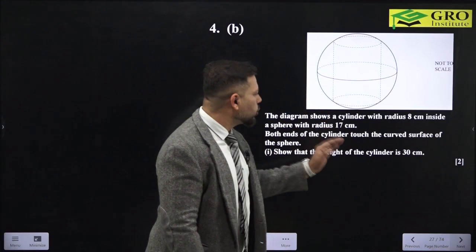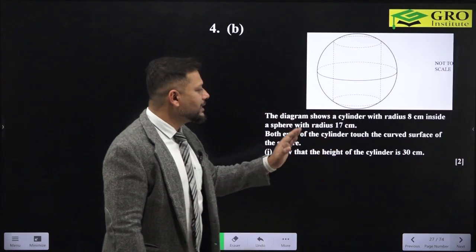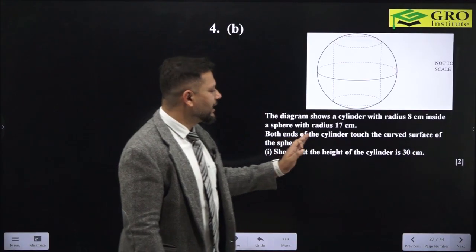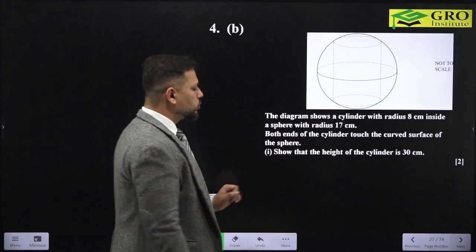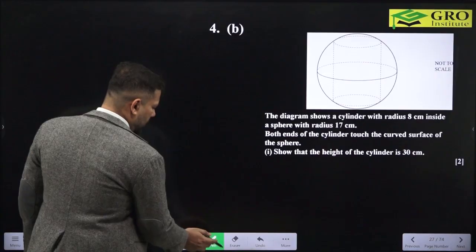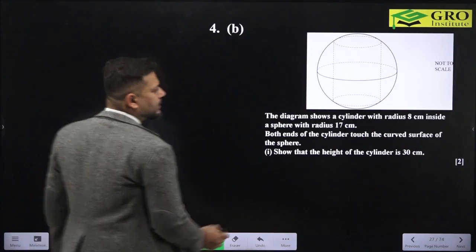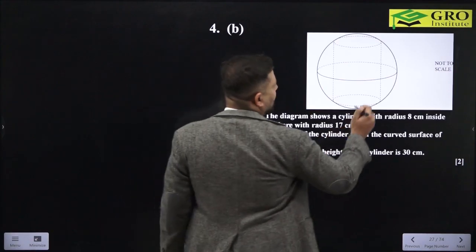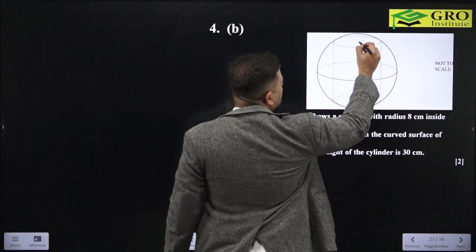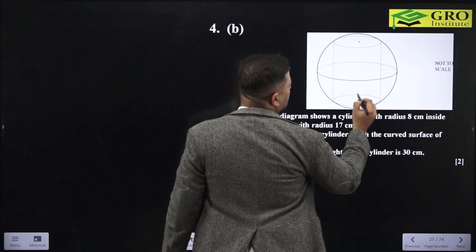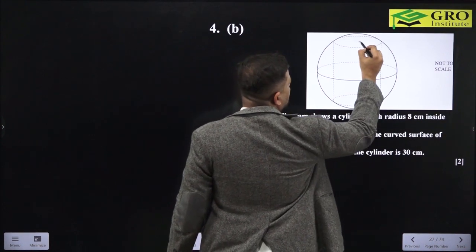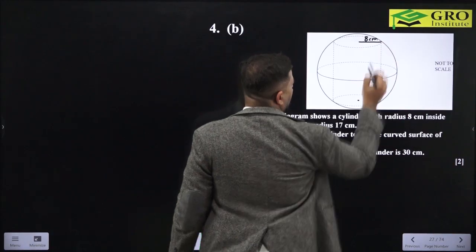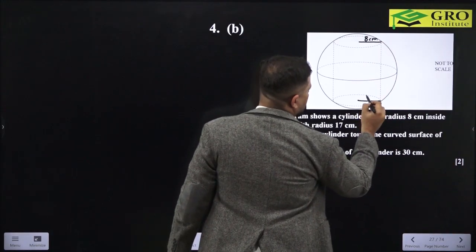The diagram shows a cylinder with radius 8 centimeter inside a sphere with radius 17 centimeter. Guys, what is given to us? If I look at it, I see that we are being given the radius of the cylinder as 8 centimeter. So this is the center. These are the base circles. So this is given as 8 centimeter. Right, this is 8 centimeter.